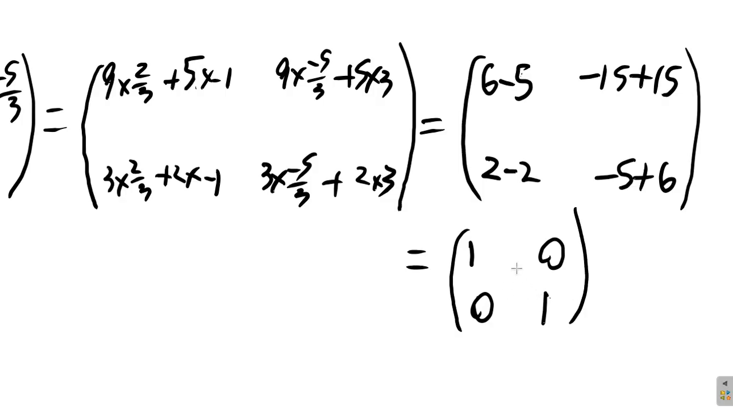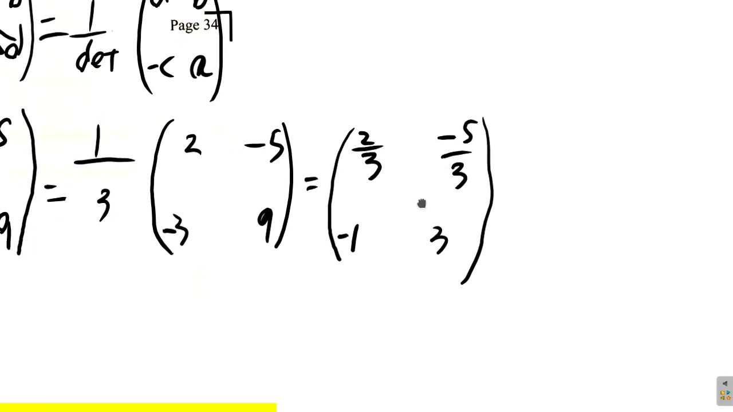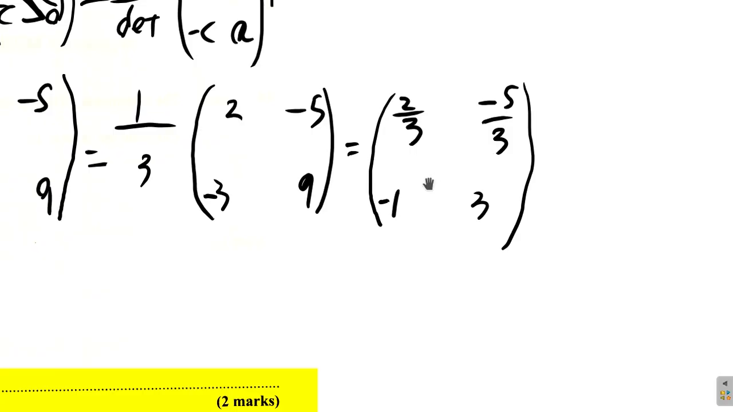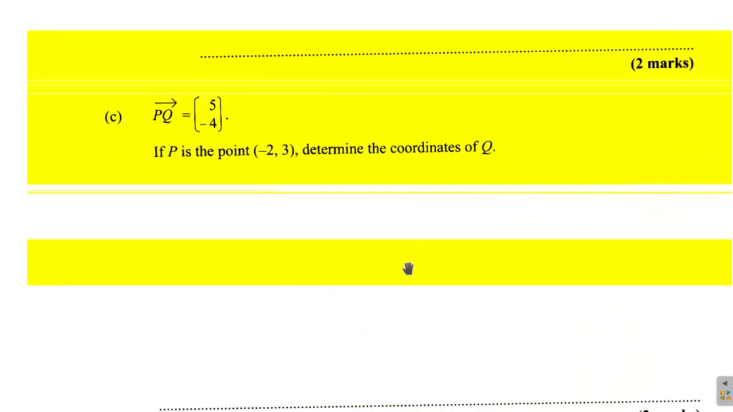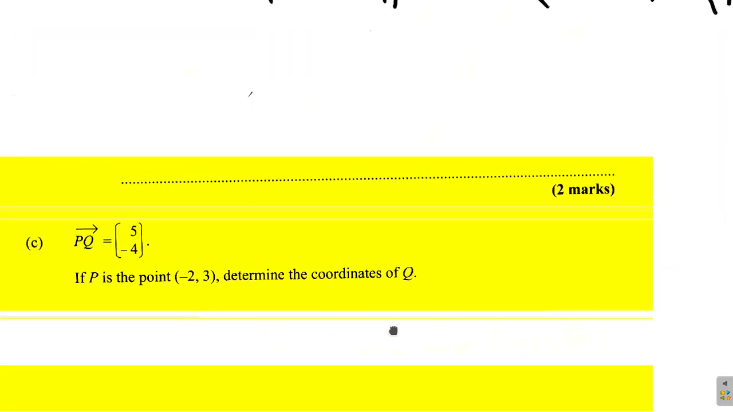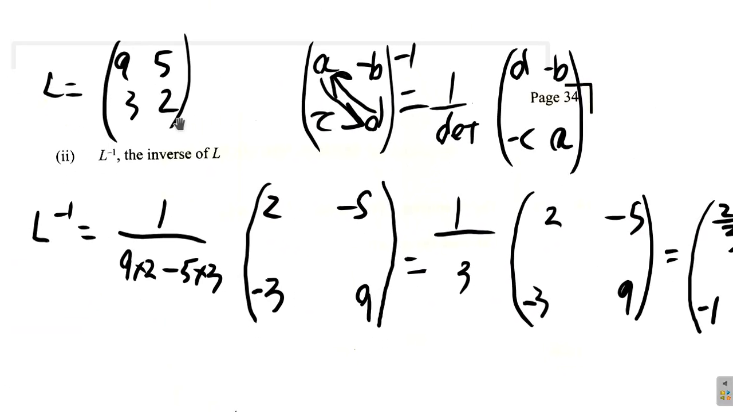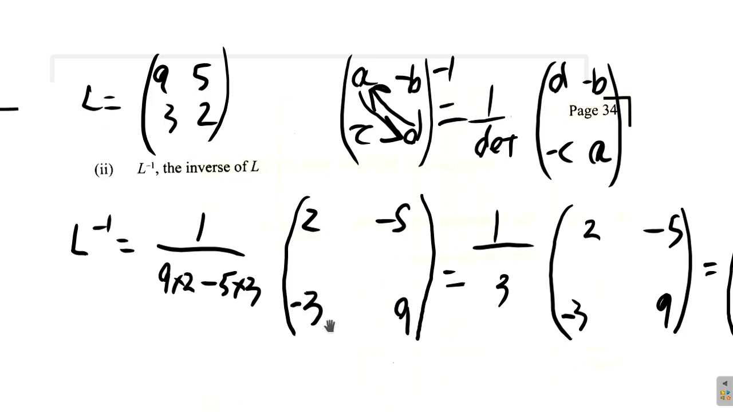Alright, so we have the unit matrix, which proves that what we have here is correct. It is indeed the inverse of the matrix. Alright, so remember, I have to be careful about mistakes, because I didn't put the negative in front of the 3 at first.